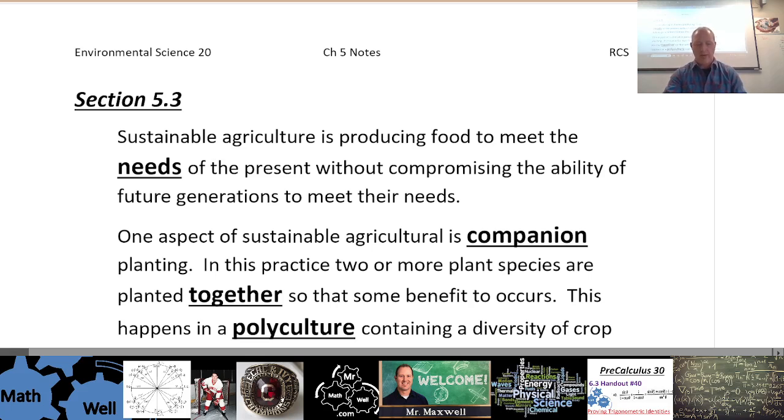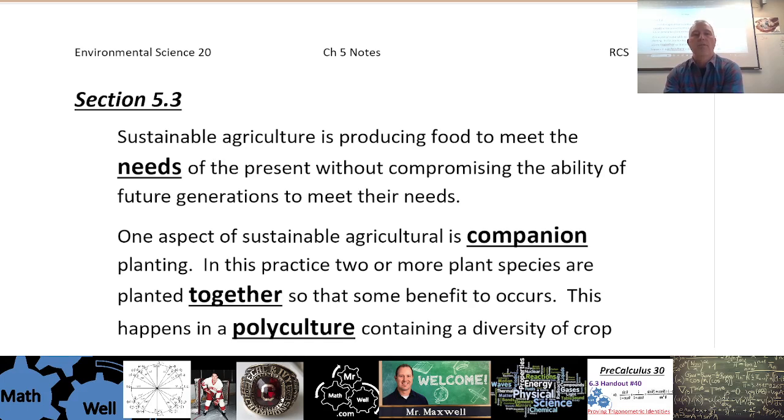5.3. Sections aren't that long, are they? Okay. 5.3. Sustainable agriculture is producing food to meet the needs of the present without compromising the ability of future generations to meet their needs. So when we talk about sustainable agriculture, we are trying to help the needs of the present without sacrificing the future. That's what makes it sustainable. It can keep going this way, and it's not going to harm future production or people in the future.